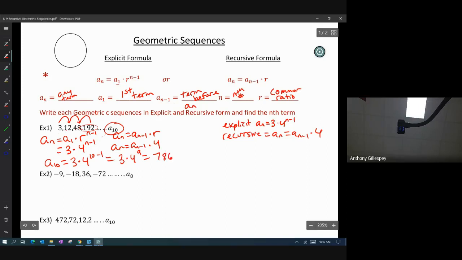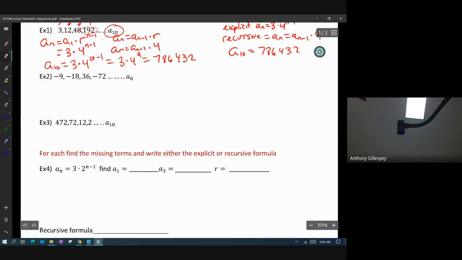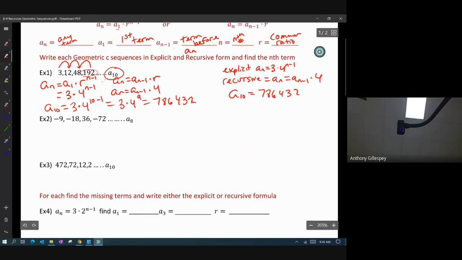786,432. You're going to have to use a calculator on this, okay? We're not doing sit there and be annoyed by giant multiplication, okay? Use it on your phone or something. So that's the last thing. Find a sub 10. A sub 10 was 786,432. Easy? Questions?